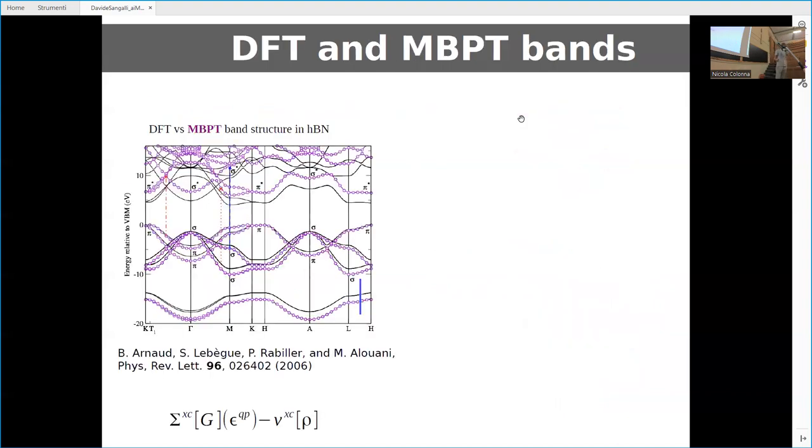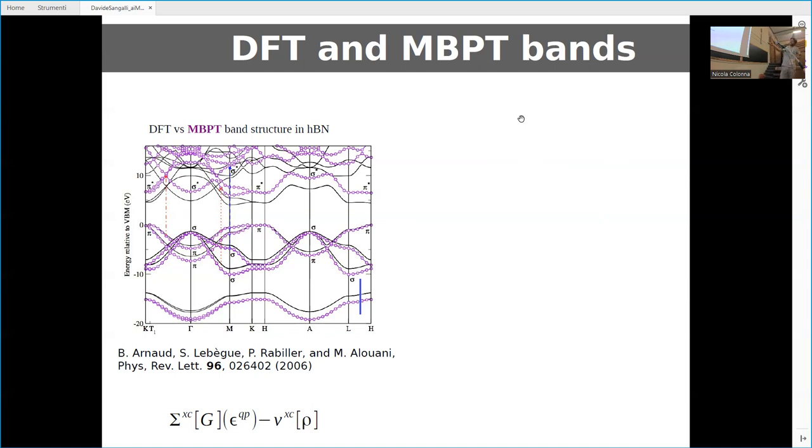So before going into the details, just a sketch on how it works in practice. This is the band structure of hexagonal boron nitride, without commenting much on which kind of many-body perturbation theory calculation it is. Here I want to stress the idea that one computes the DFT bands in black. Then you get this correction from the difference between the self-energy and the exchange-correlation potential.